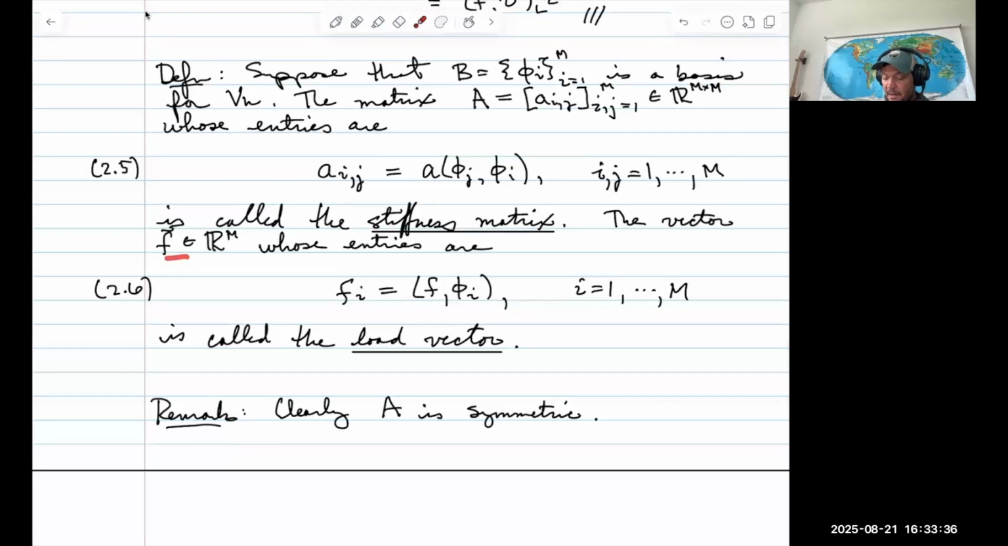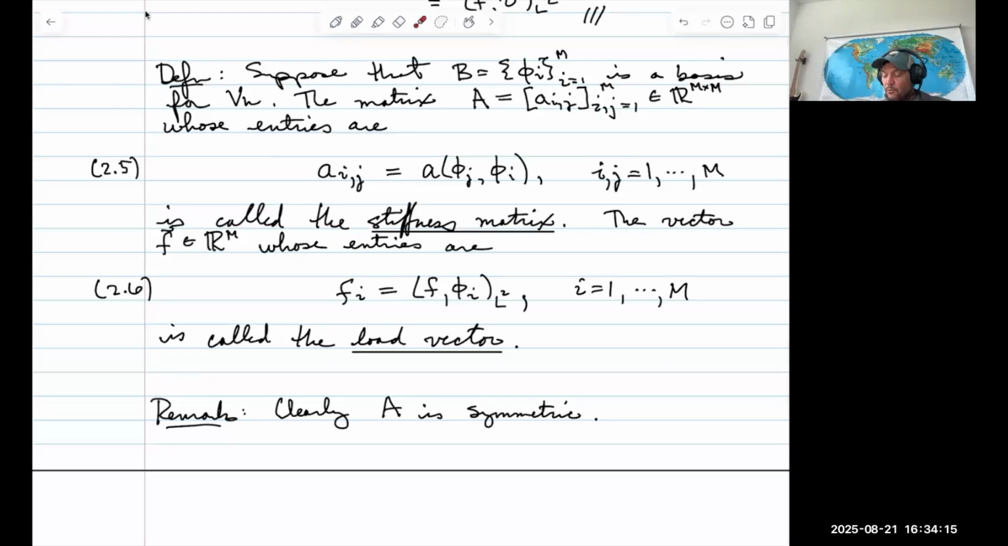And this vector is defined by giving its entries. Its entries are just these numbers f_i from i equals 1 to m. And precisely f_i is equal to f tested against phi_i in the L2 inner product. Okay, everyone I hope knows what an L2 inner product is. Okay, so those are the two things I wanted to define, a matrix and a vector.